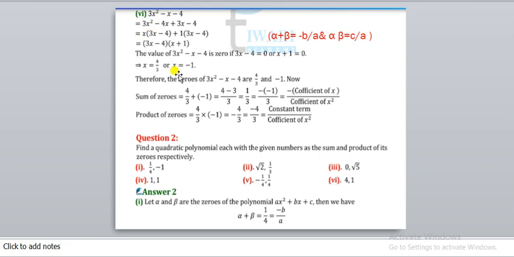Question number 6, similarly you will do. First of all you find out the two values, and the sum of the zeros and product of the zeros. Next is question number 2.